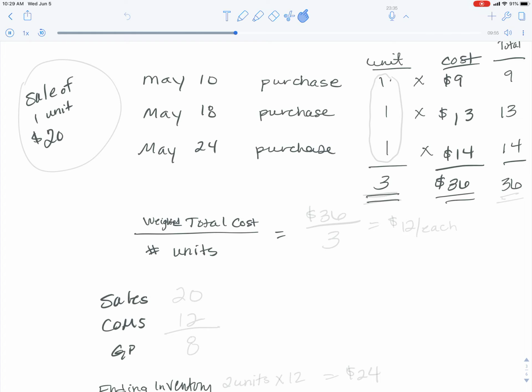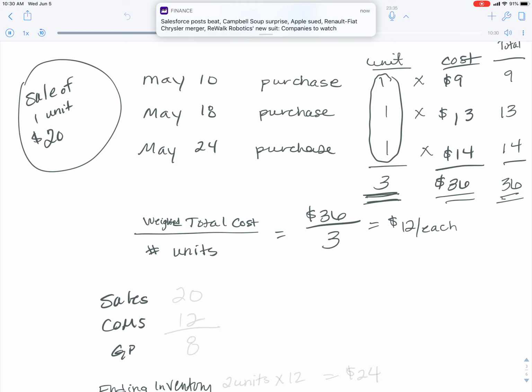36. Now if you had a different number of units at each level, like I said, your weighted total would be a bigger number. So that's going to be your numerator, $36. And your total number of units is going to be your denominator, or 3. So that means our average is $12 each. So we're going to use $12 every time we sell something for our end of the month.